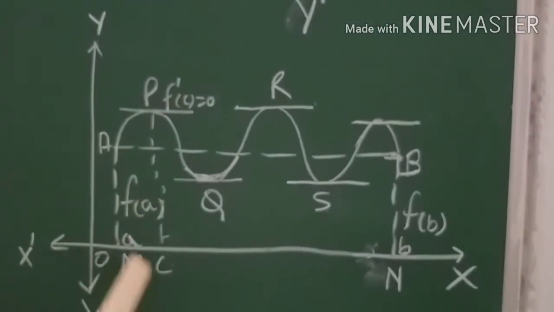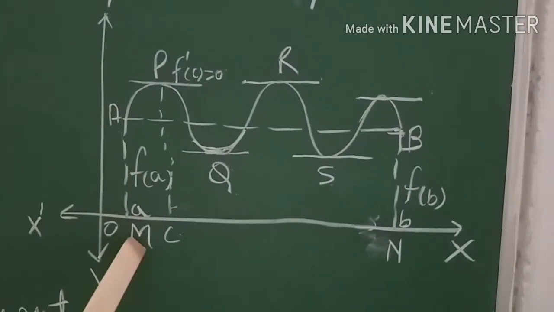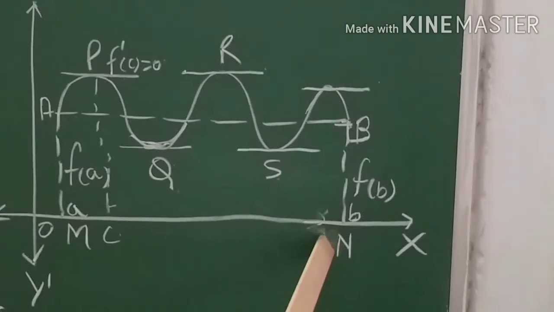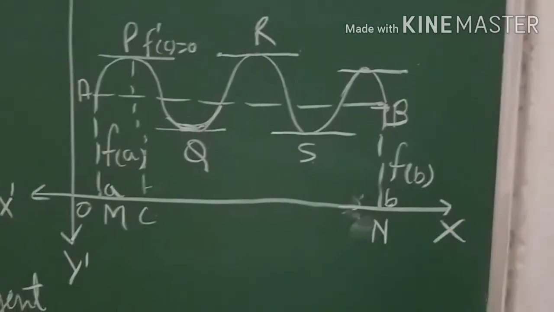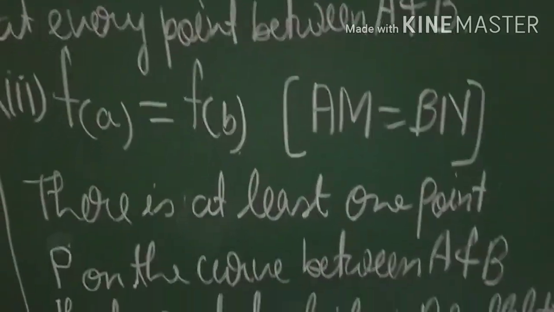Similarly, in the third figure also, students, this is A, this is B, and AM is the value of the function at A and BN is the value of the function at B. So AM equals BN shows that f(a) equals f(b).